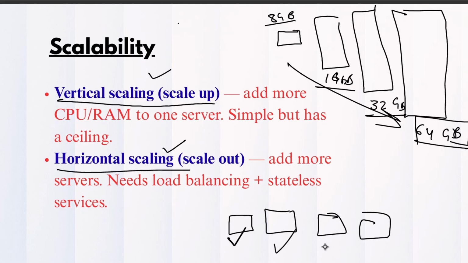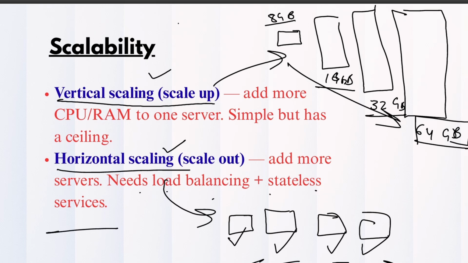This is one server, server 2, server 3 and all the stuff. So this is known as horizontal because you are scaling horizontally. You can also say this is known as scale out, and this is known as scale up. So add more servers needs load balancer plus stateless services. I hope you got this.